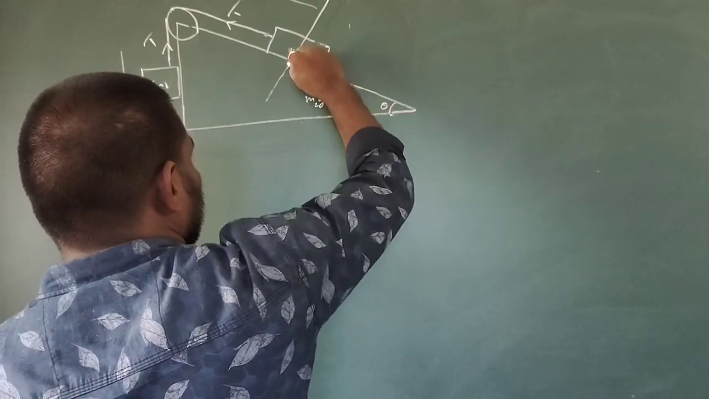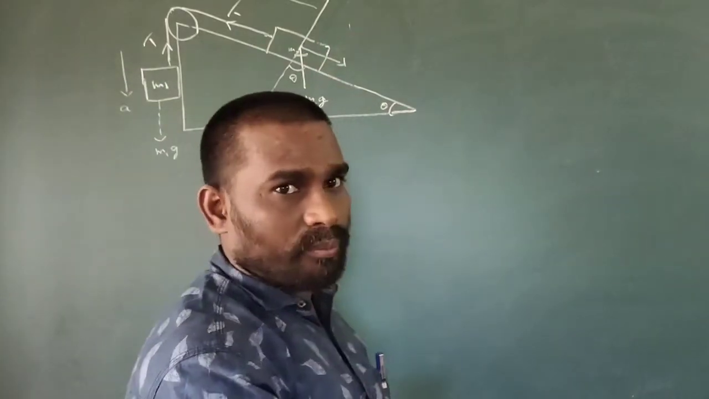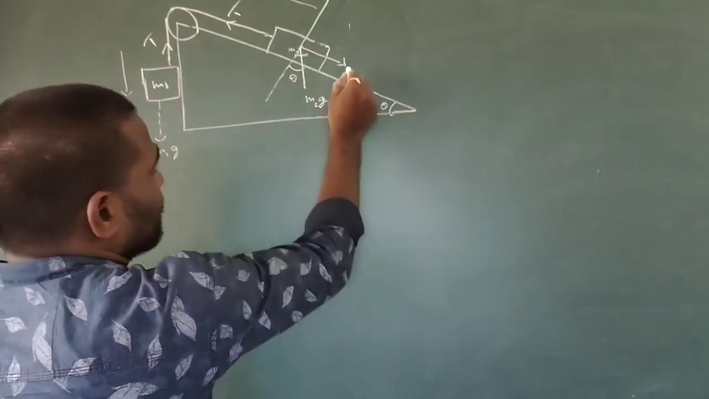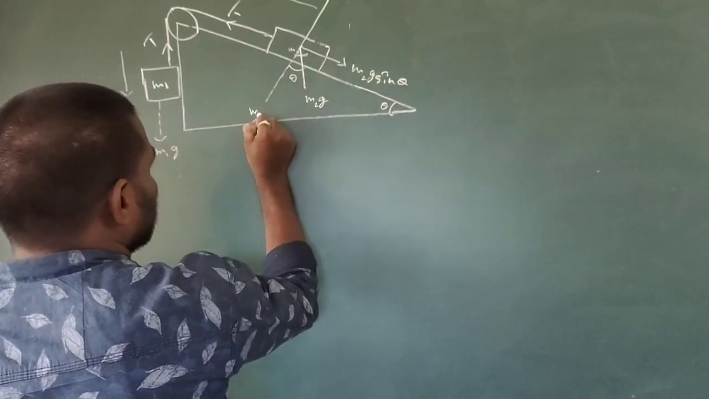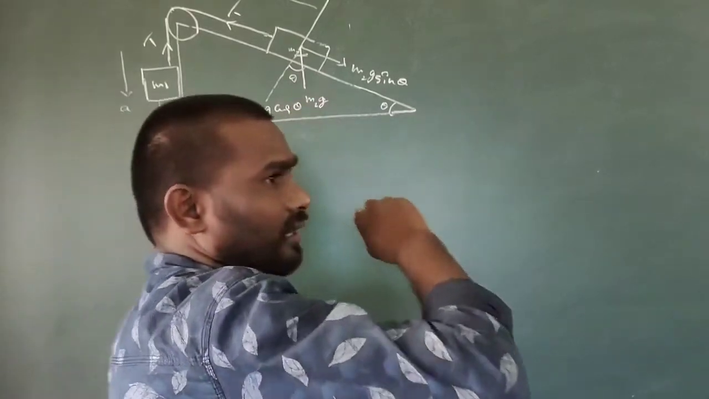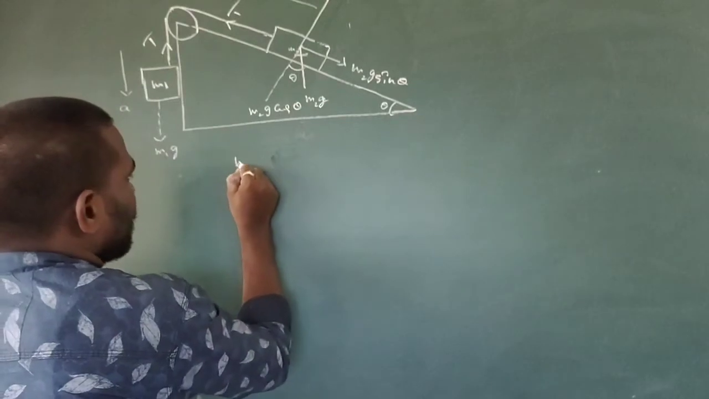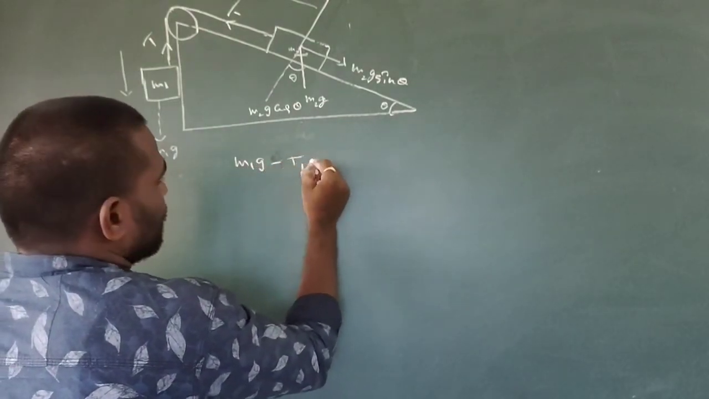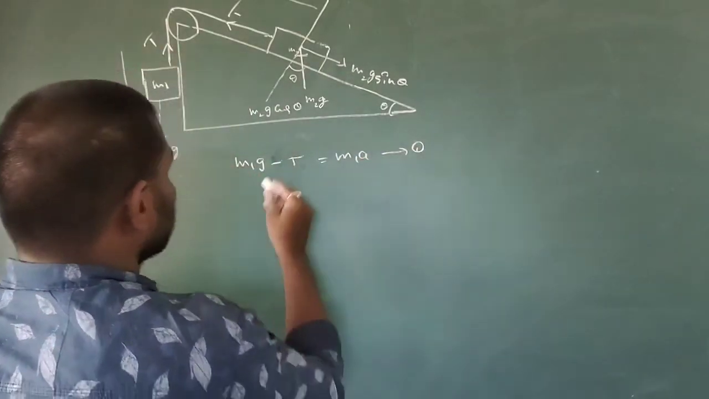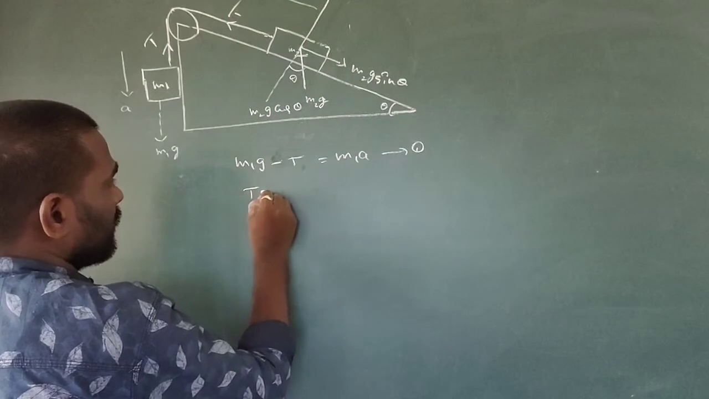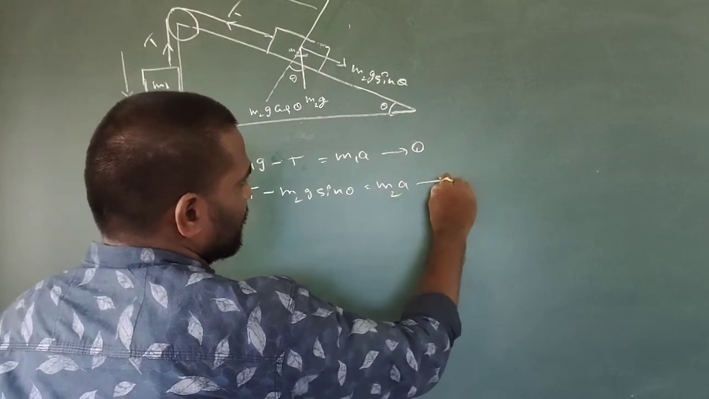This angle is the same, that is theta. The weight of the body is resolved into two components. One is along the inclination, that is m2g sin theta, and perpendicular to the inclination is m2g cos theta. This is the outlook of the diagram. First, the net force acting on the first body is m1g minus T is equal to m1a, that is equation number 1. Next, the net force acting on the second body is T minus m2g sin theta is equal to m2a, that is equation number 2.